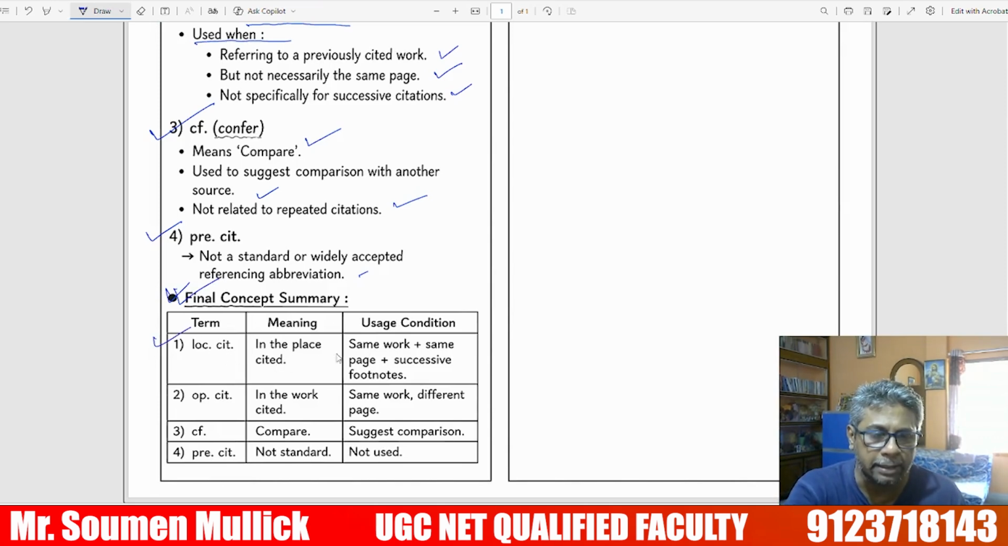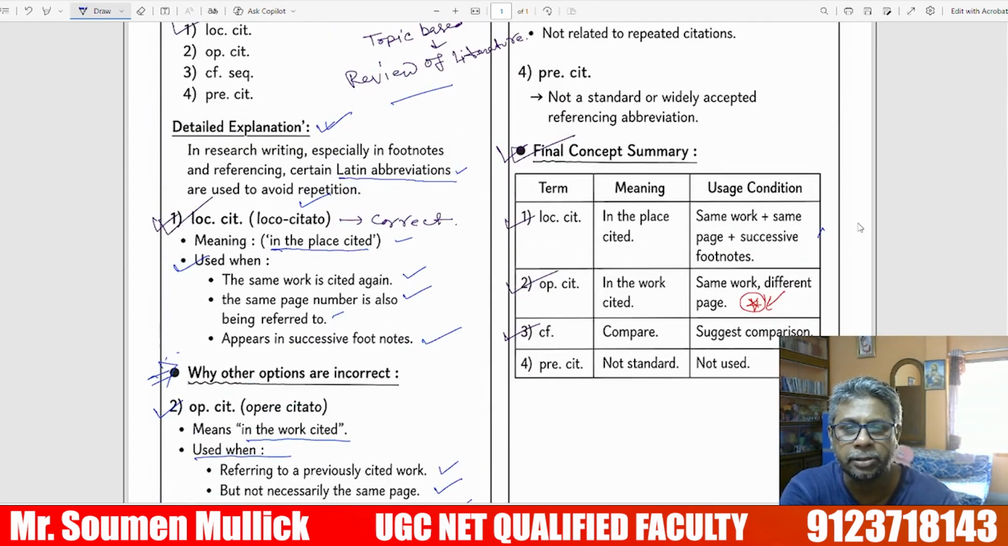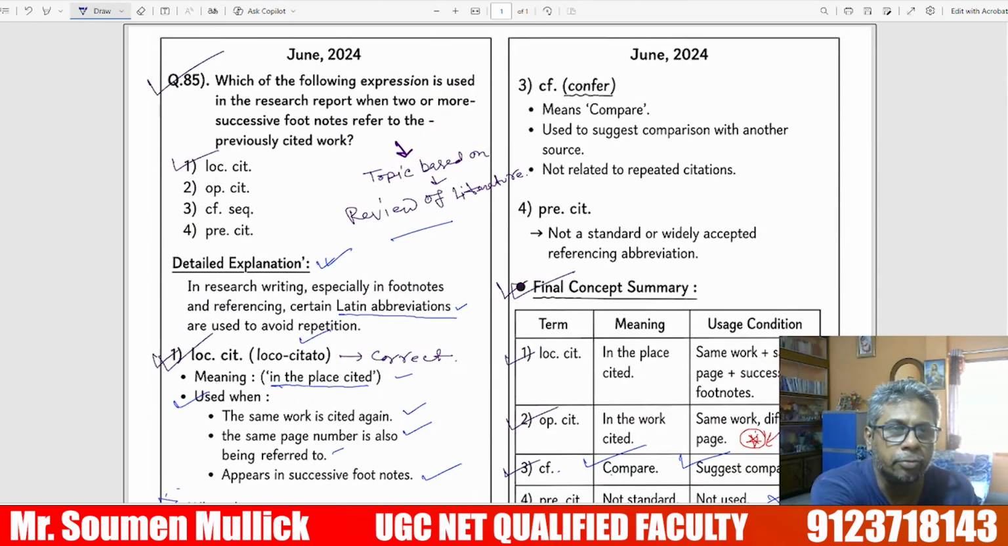So this is the final concept summary. Loc.cit means in the place cited: same work, same page and successive footnote. Op.cit means in the work cited: same work but different page. This point is important. Cf. means compare, used to suggest comparison, and pre-cit is not standard, not used. So this was our first question, based on review of literature. What is the next question?